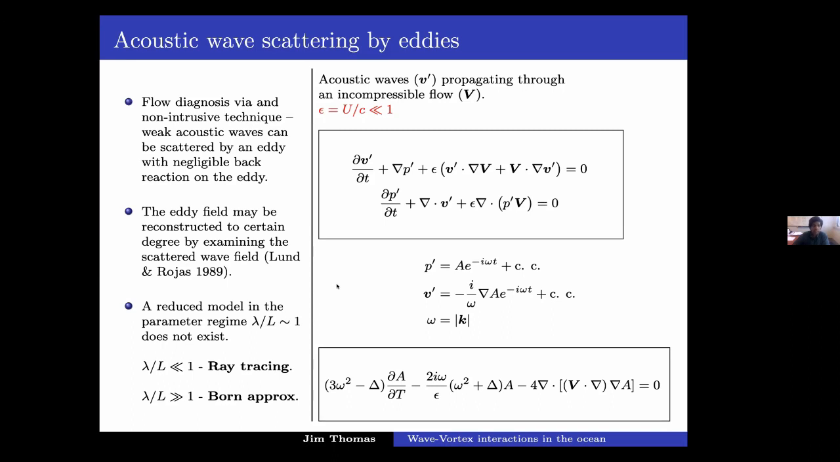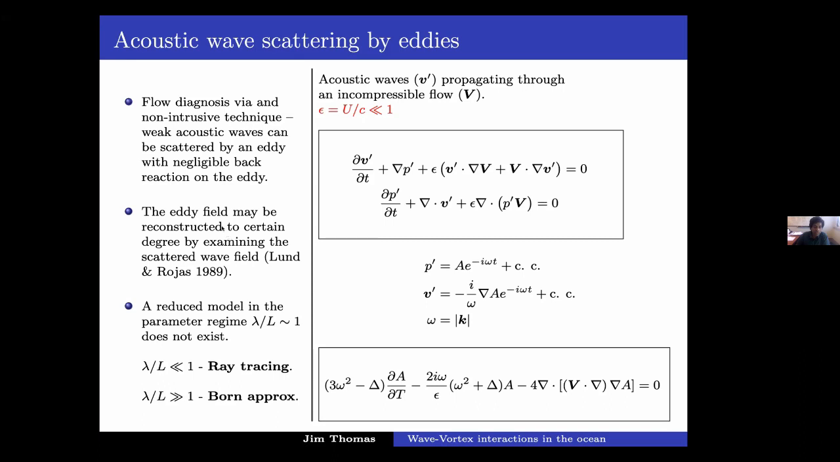Yeah, so the advantage here is that the acoustic waves that are being sent in are orders of magnitude weaker than the vortex field. Gotcha. Right. And maybe I misunderstood, but the overall goal was to somehow sense the vortex field based on these acoustic waves, right? That's the goal of these observationalists.